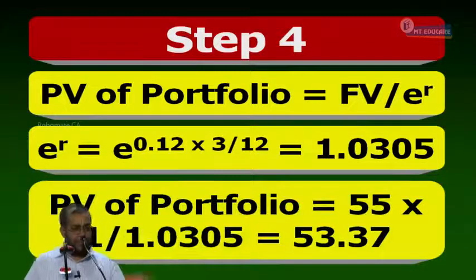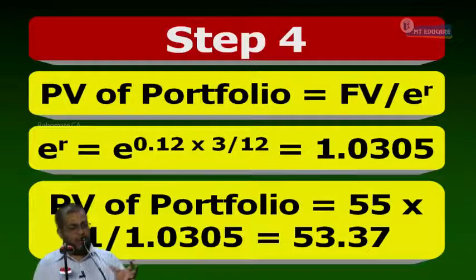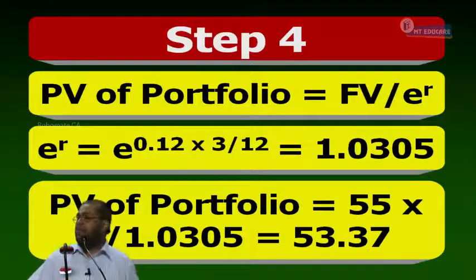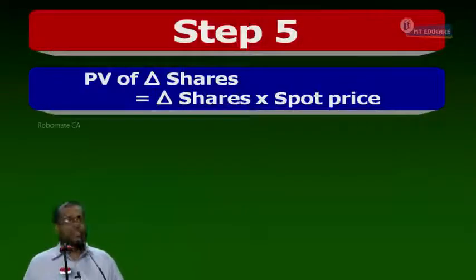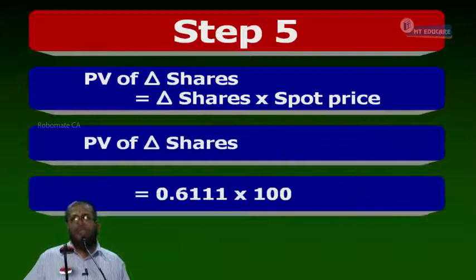So the value of the portfolio today is what? 53.37. It is having one asset, two items. It is having a shareholding. Also what? Call writing. From this 53.37, if I knock off the value of the share, what is the balance here? Value of the call. That should be the premium, am I right or not? Yes. The present value of delta shares. How many shares am I holding? 0.6111 share. What is the spot price of the share?